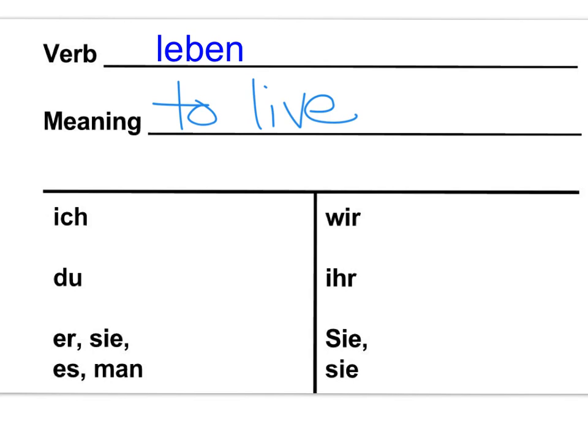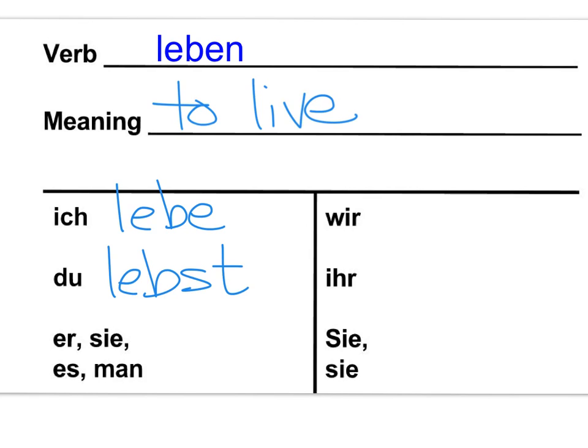This is a normal verb. Nothing weird. Okay? So what's ich going to be? Lebe. By the way, if you capitalized Leben, just made that L large, it would mean life. So wir leben means we live life. Okay? So capitalization does make a difference. What about du? Lebst. Er, sie, es, man? Lebt.